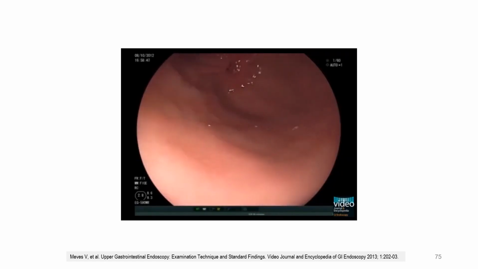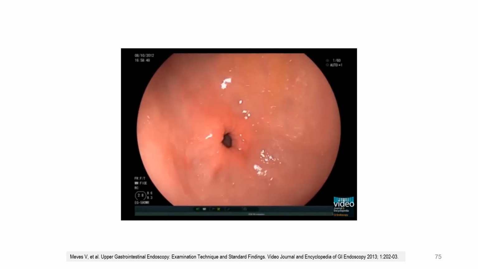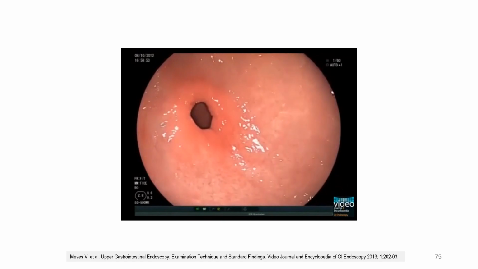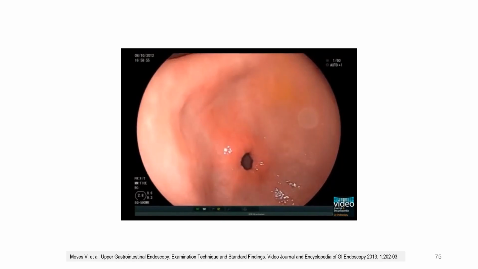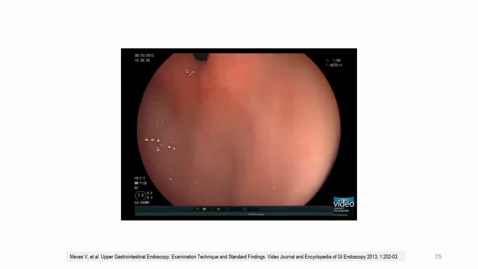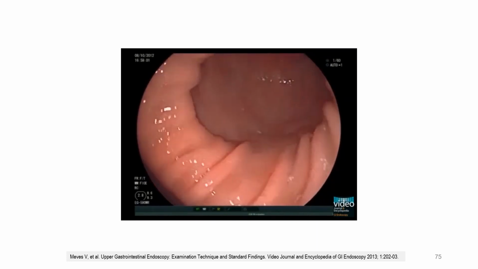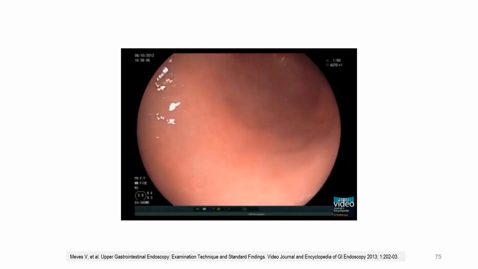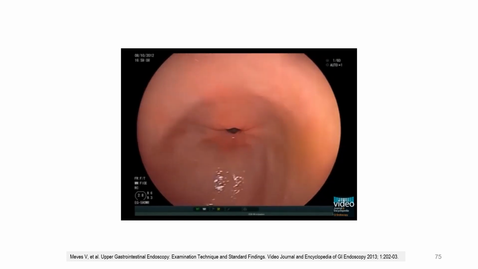After the duodenum has been completely examined, withdraw the scope and examine the stomach in detail. We start with the antrum. The antrum is recognized by the absence of longitudinal folds. Examination of the antrum begins with careful inspection of its entire distal portion, using arc-like torquing movements.